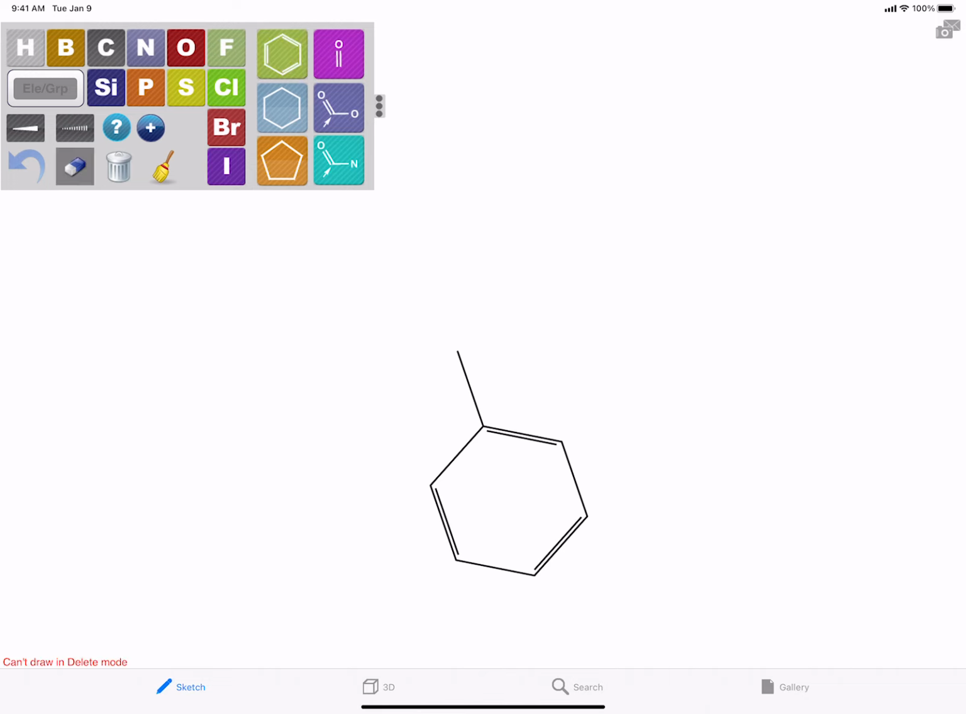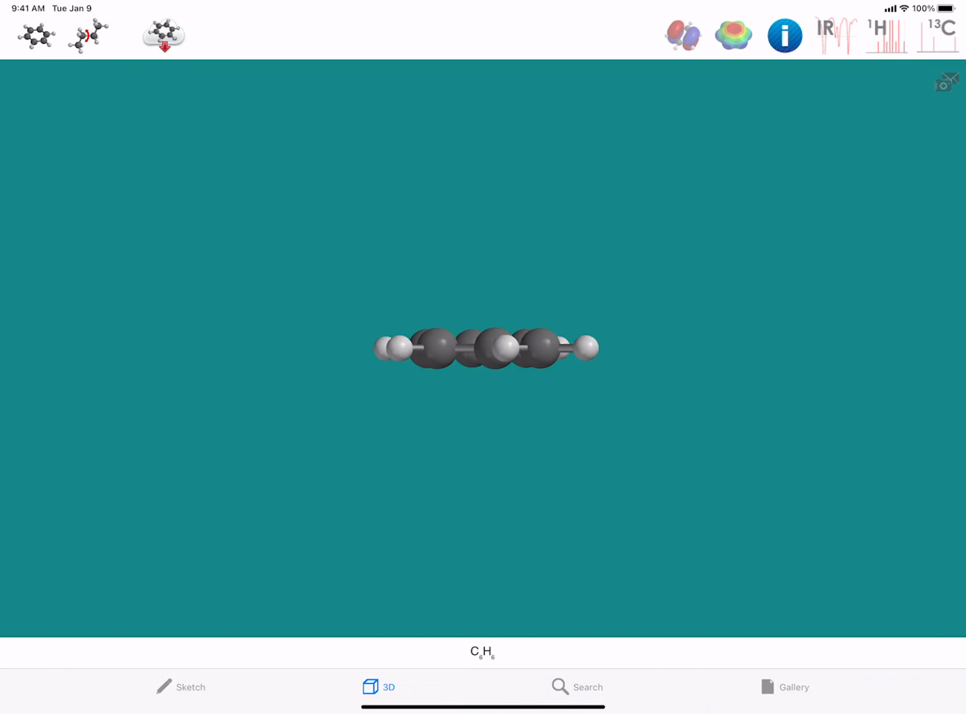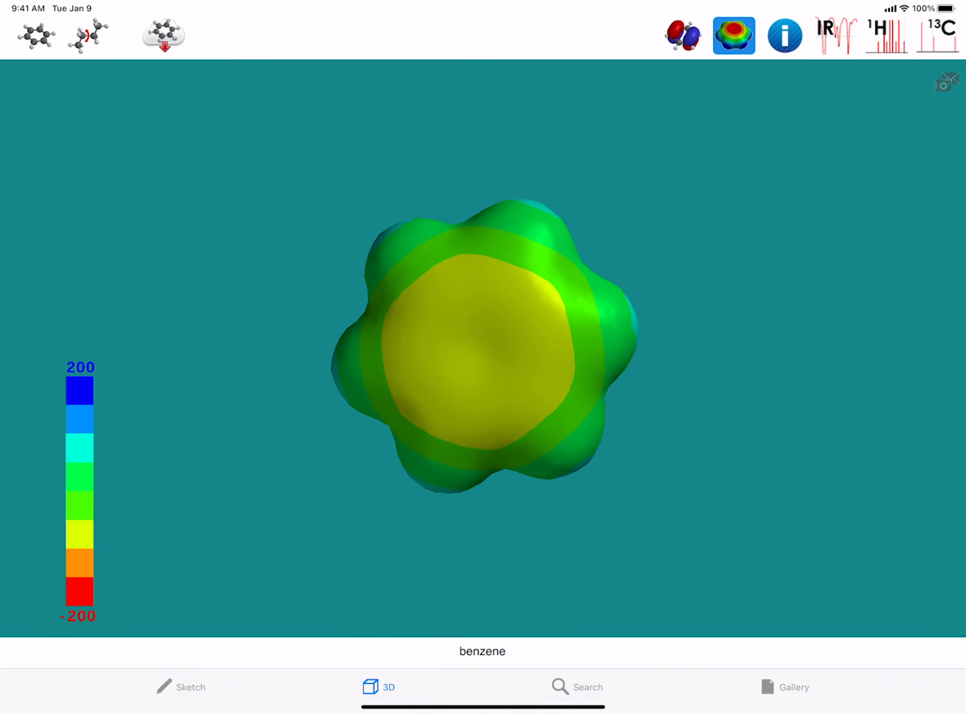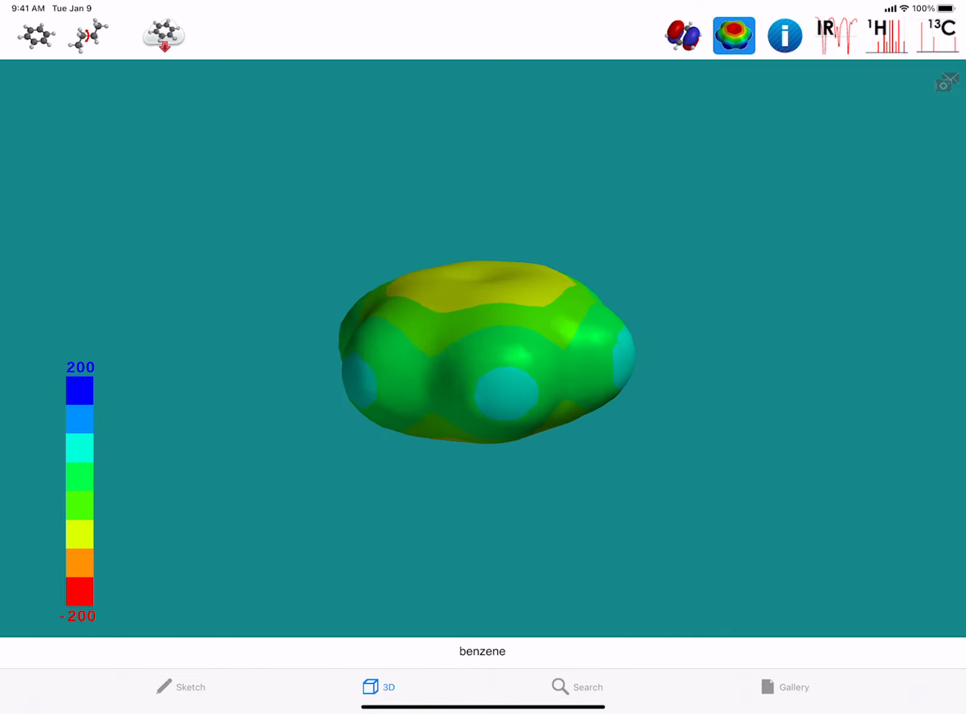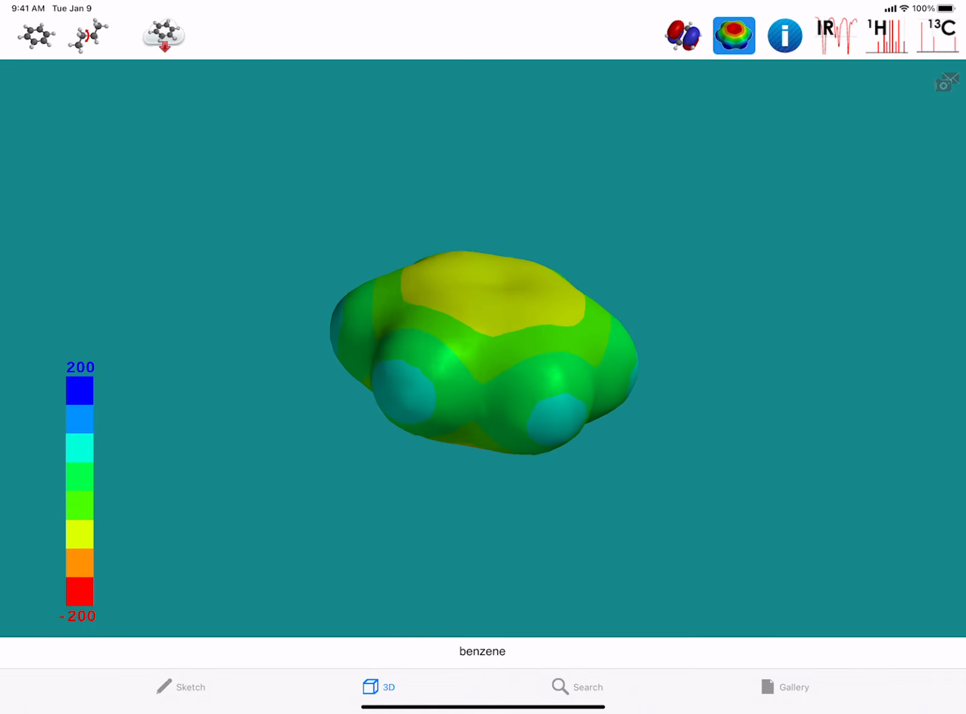I think it should have it. Yeah, let's download and go. You can see on the color here towards your left, blue is more electron poor, red is more electron rich. And you can see that the edges of the benzene ring are sort of blue, whereas the face is yellow.